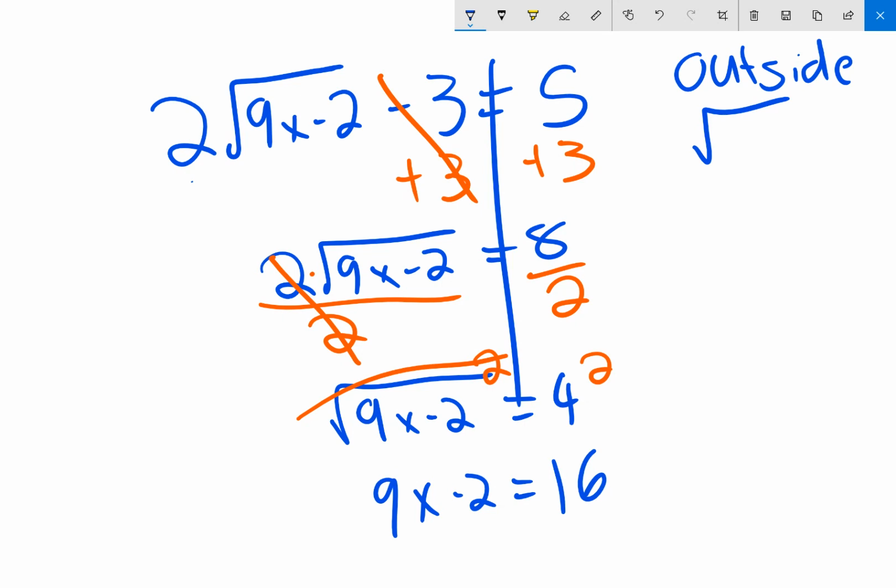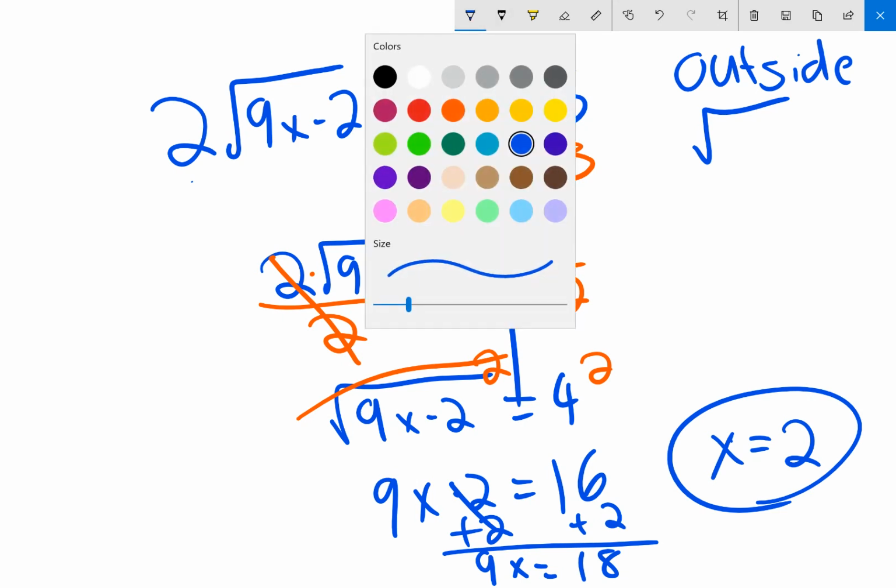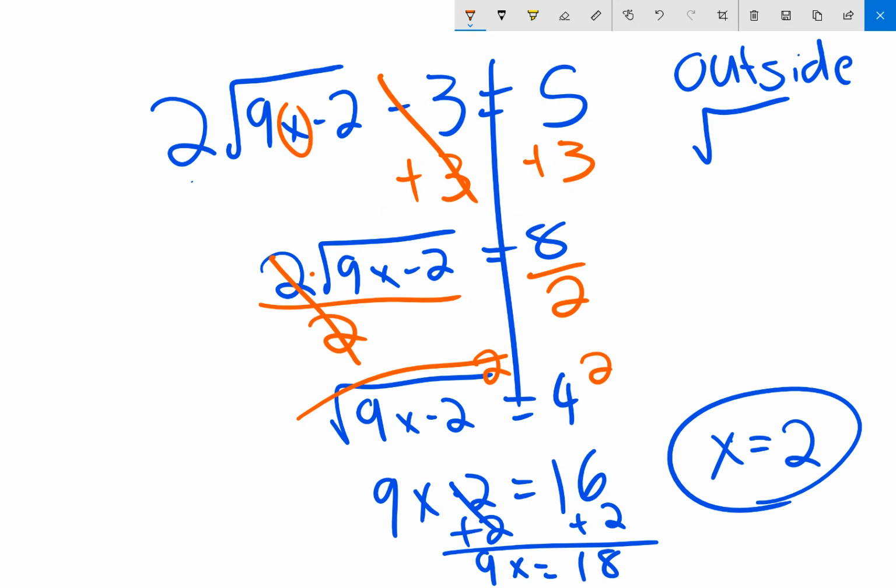So it's a pretty normal equation. You add 2 to both sides. You'll have 9x equal to 18. And when you divide by 9, x equals 2, because 18 divided by 9 is 2. It's probably worth plugging in this 2 for x and seeing if it all makes sense. But I'll let you guys do that because I want to keep the video short. I'm going to just move on.